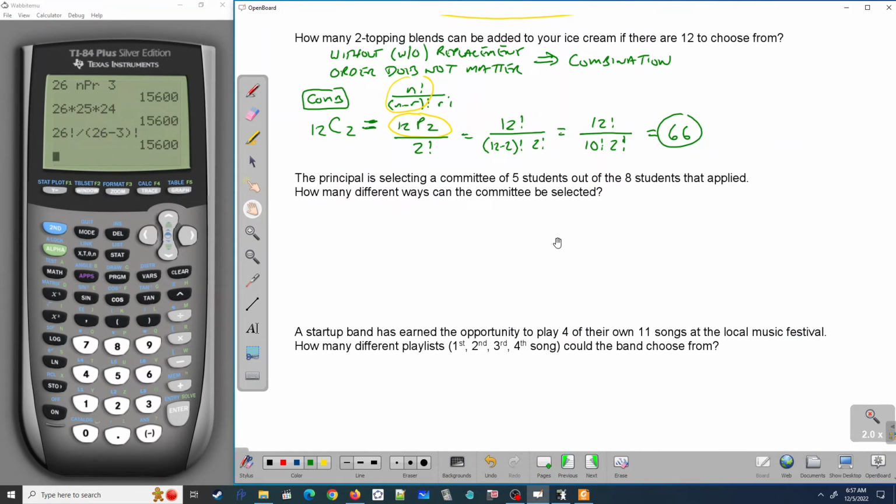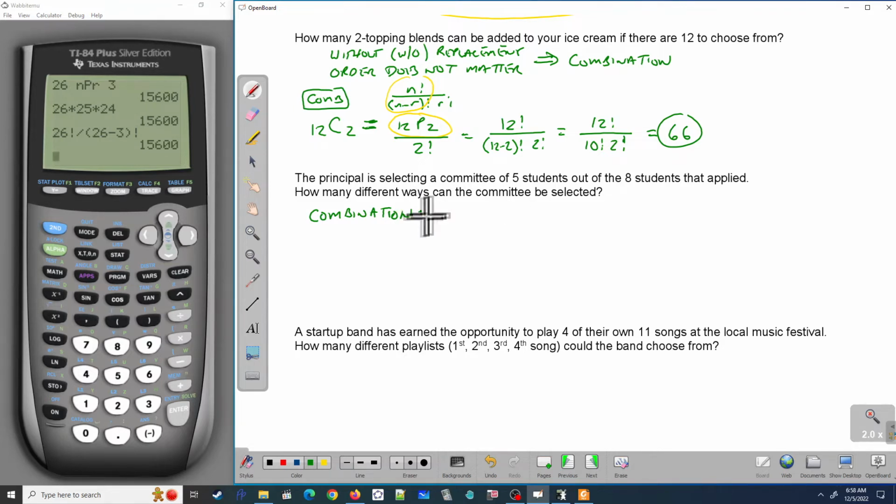The principal is selecting a committee of 5 students out of the 8 that applied. How many different ways can you pick that up? All right, we're going to get right to the heart of the matter. This is a combination because it's a committee. A committee of 5 students doesn't seem to have any necessary order. If I was picked 3rd or 5th, I'm still part of that same committee.